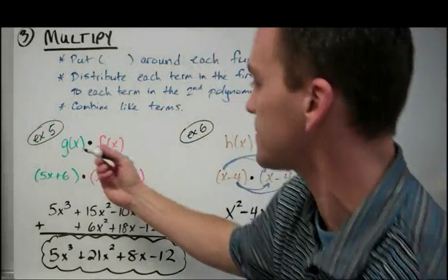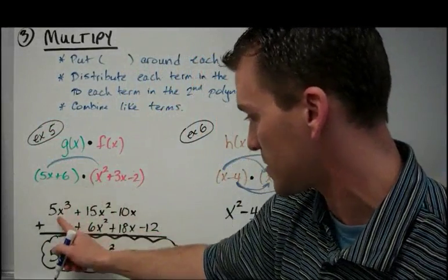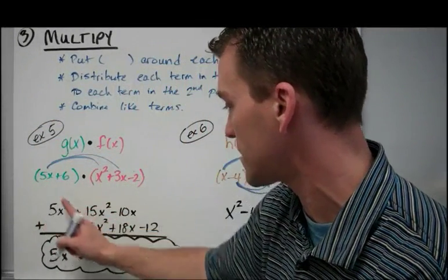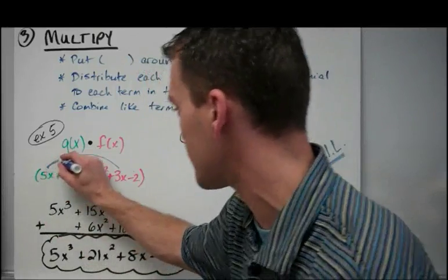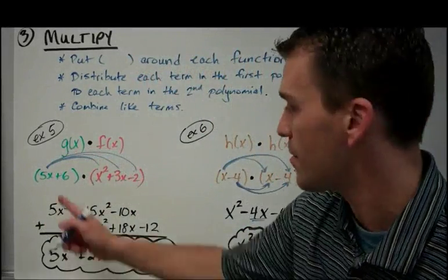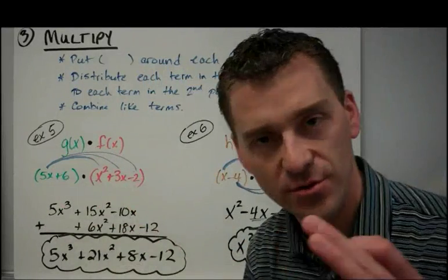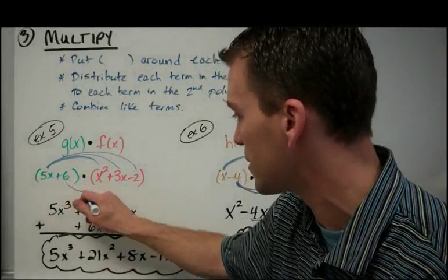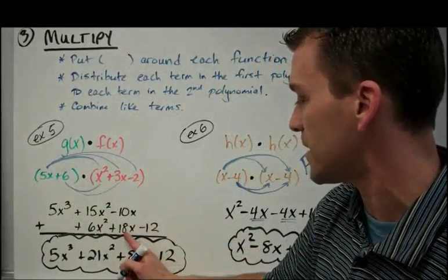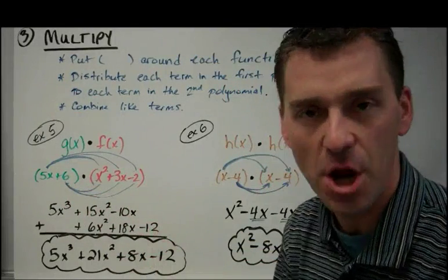You take this 5x, and it gets distributed to the x squared. So that's why you get 5x to the third. Take the 5x and distribute it to the 3x. So 5x and 3x gives you 15x squared. And then distribute it to there. So you're not FOILing, you're distributing that first term to all of the ones in the second polynomial. And then you do the same exact thing with the 6. Distribute it here, which gives you 6x squared. Distribute the 6 to that, which gives you 18x, and distribute the 6 to that, which gives you negative 12.